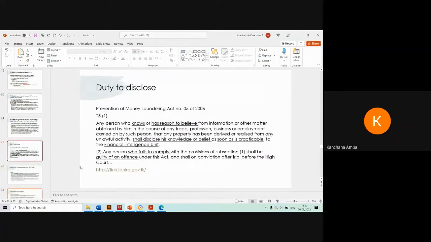There is also a duty to disclose money laundering if you know that someone is engaged in such activity, right?